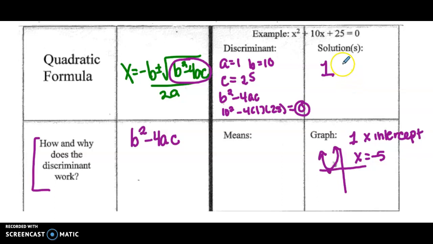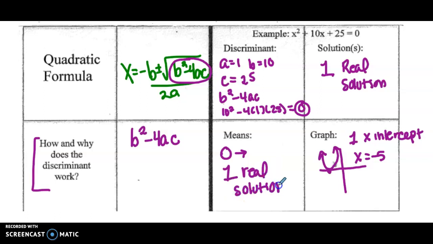What kind of solution is that? Well, that is going to be a real solution. Now what that means, when I graph it and I have a 0, is that you're going to have one real solution. And that's also going to mean that your x-intercept is the same as your vertex. Because underneath here you get 0, you're going to do negative b over 2a, and you're not going to have anything else underneath there.